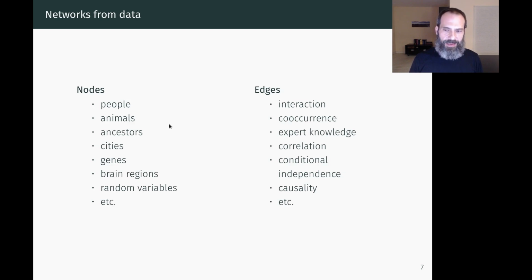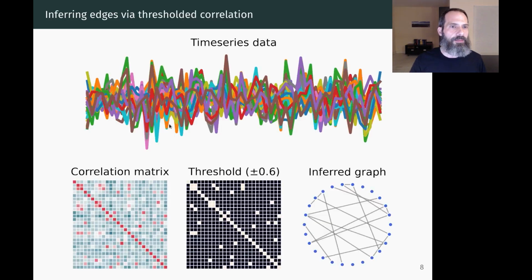And edges, there's lots of ways you can have edges. So there's some sort of interaction or friendship or proximity or some kind of co-occurrence. You show up at the same place, or things are physically proximate. There could be expert knowledge where you just happen to know the network structure of something. Correlation and conditional independence. And I'll say a little bit more about the correlation one.